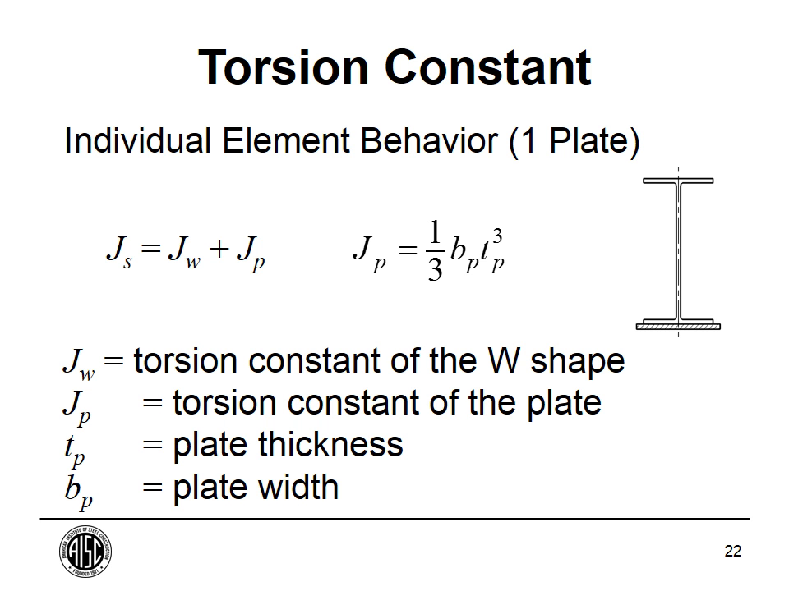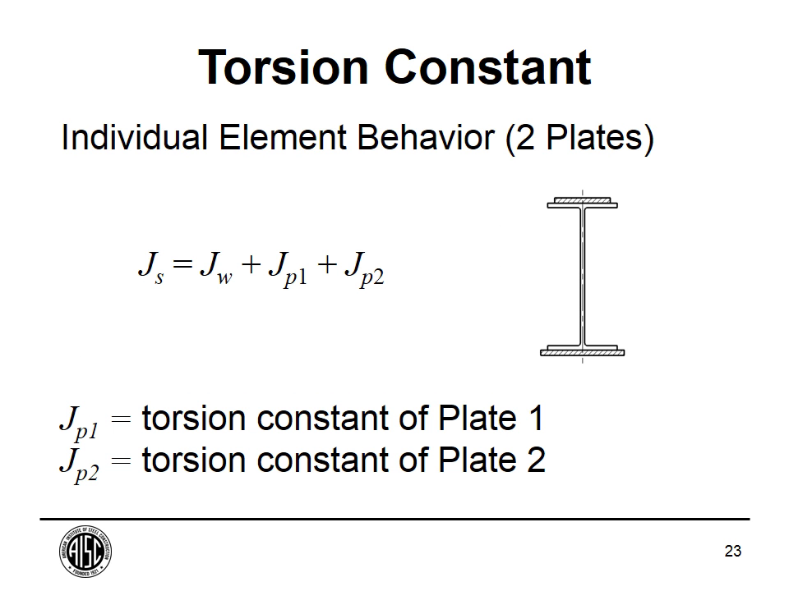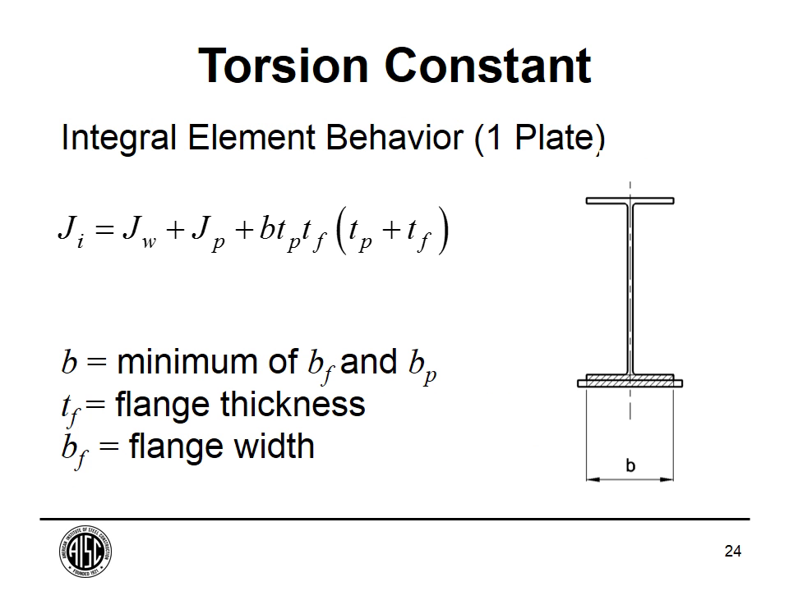Now these next 4 slides, really I'm just going to go through pretty fast. When you have individual behavior, you just add J of the wide flange to J of the reinforcement. In this case, it's a plate. Same thing if you have 2 plates, just sum the 3 J's. And then we get into integral behavior, and we need to account for the extra stiffness that you get. So we add this term here to the 2 J's, and what that accounts for is this cross-hatched section down here, and gives you a good bit more strength and stiffness for torsion.